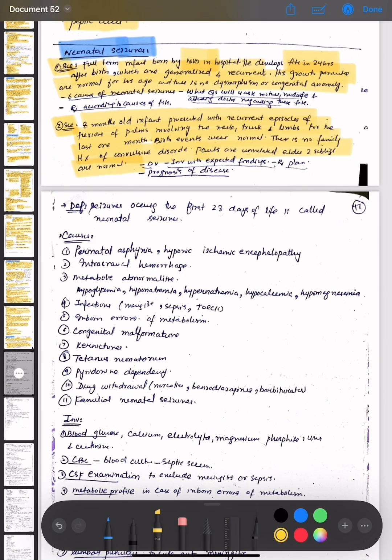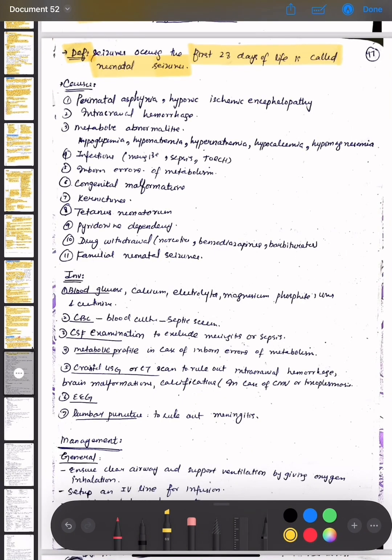Okay, so this is the neonatal seizures case that we have. There is a history of normal NVD. The fits are present in the first 24 hours after birth, which are generalized and recurrent, and the growth parameters are normal. In this case, we have episodes of flexion of palms involving the neck, trunk, and limbs for the last 1 month, and birth events were normal. So, the diagnosis is neonatal seizures.